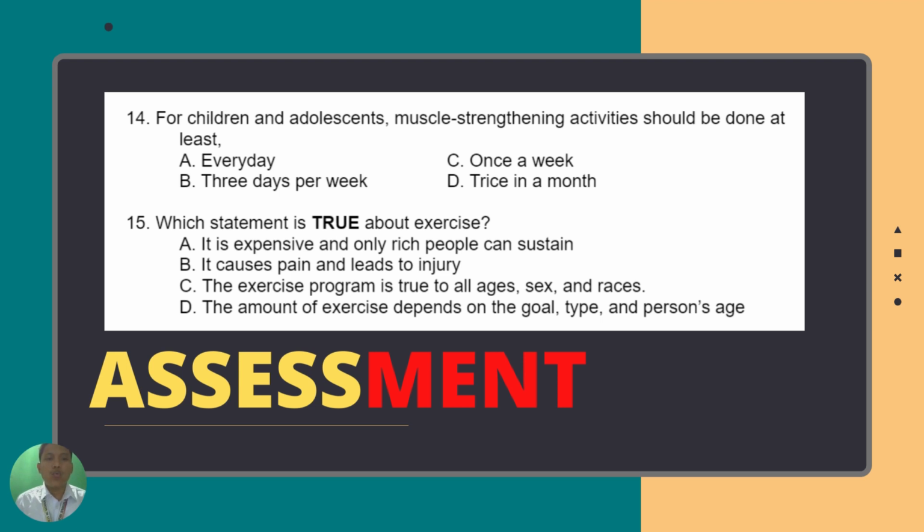Number 15, which statement is true about exercise? Is it A, it's expensive and only rich people can sustain? Letter B, it causes pain and leads to injury? Letter C, the exercise program is true to all ages, sex, and races? Or letter D, the amount of exercise depends on the goal, type, and person's age?